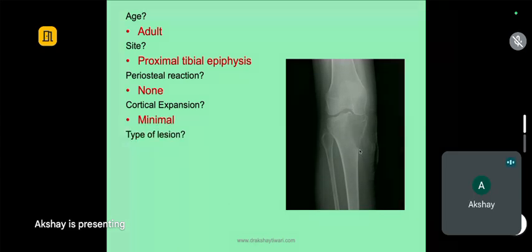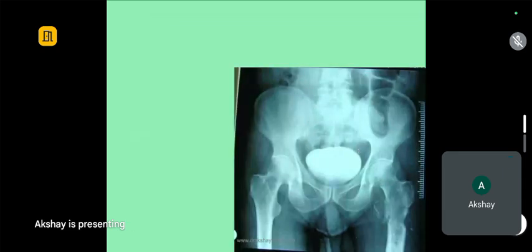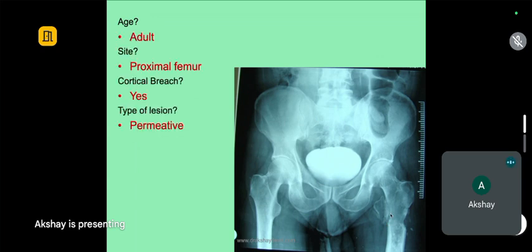Again, you can say benign because there is cortical thinning, but preservation of cortex, and there is no extraosseous extension. No extraosseous soft tissue component. So it's a giant cell tumor. इसको छोड़ देते हैं. वैसे यहाँ पे ये chondroid है. There is chondroid matrix and there is destruction of cortex. Yes, sir. There is also a fracture. So all of this will not happen in a benign tumor. So it's a chondrosarcoma of the proximal femur.